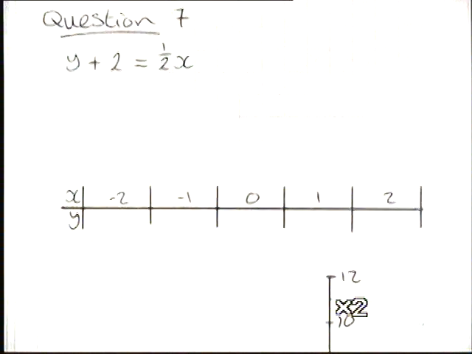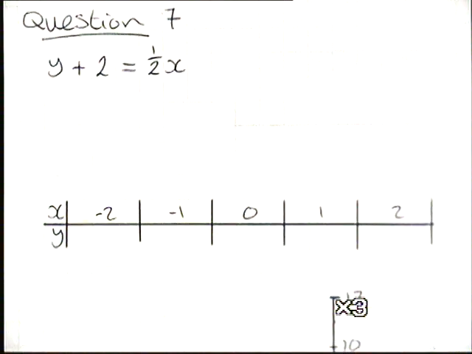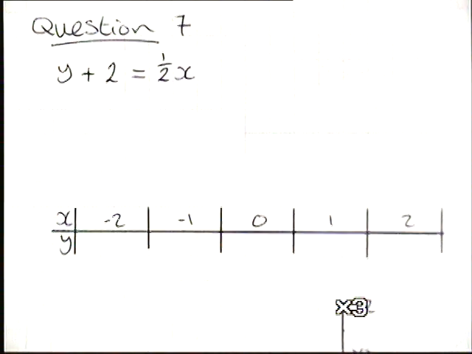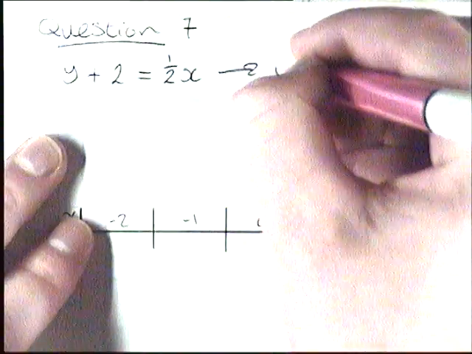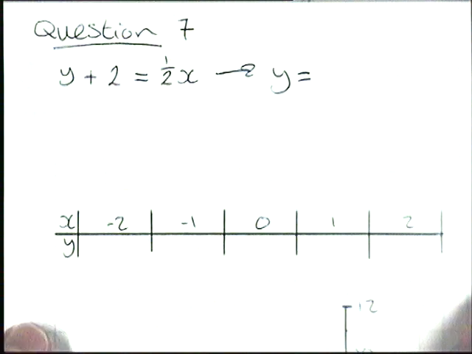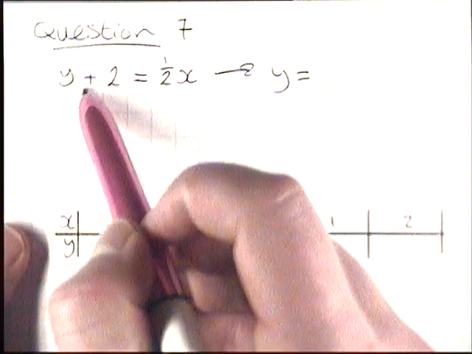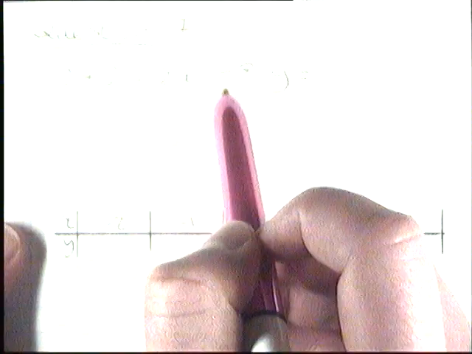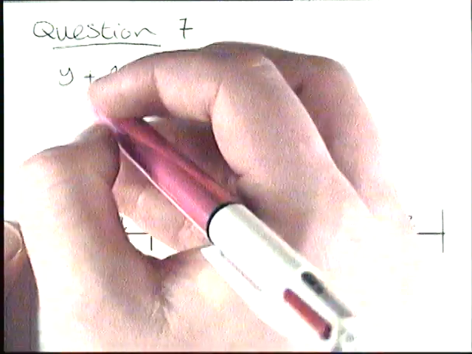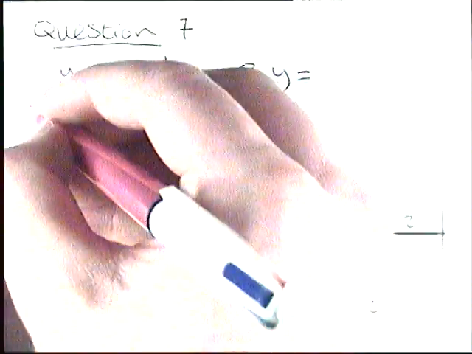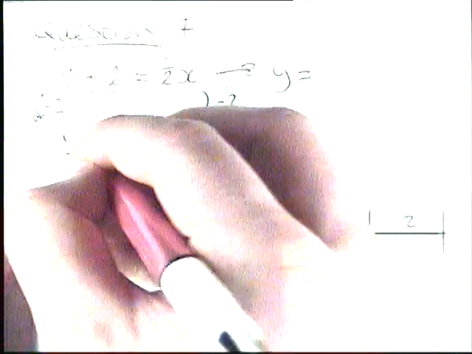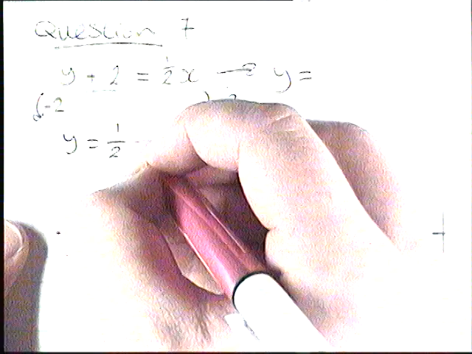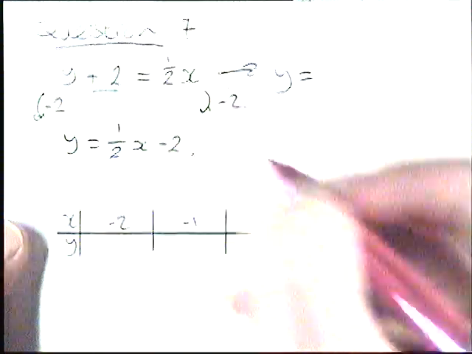Question 7. So I've introduced a fraction and we have to rearrange it. So again, we want to get it into the form y equals. So we're going to have to get rid of this plus 2 on this side and move it onto the other side of our equals. So remember, to move a plus 2, we need to subtract 2 from both sides. So that leaves us with y equals a half x minus 2.